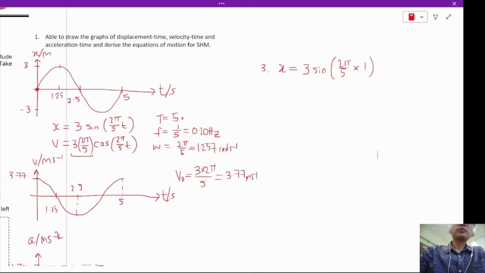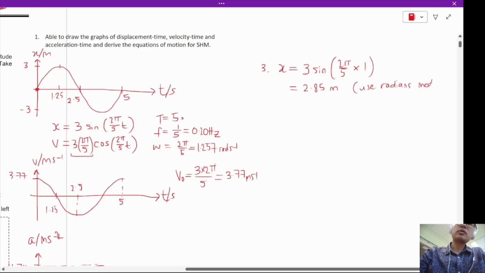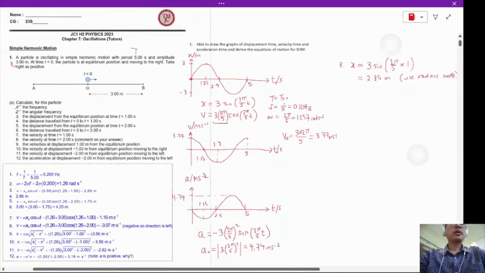And this works out to be equal to 2.85 or 2.86. Right? Now remember to use the radians mode on your calculator, because otherwise the sine function will not turn out properly. Okay? Now let's take a look at question 4.